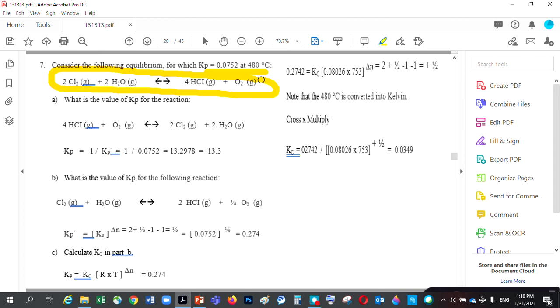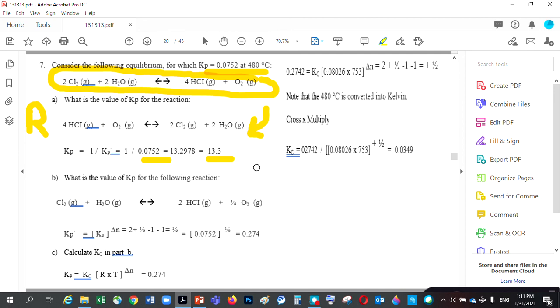Very carefully. What we did here, we reversed. The products are now the reactants, and the reactants are now the products. So we reversed the whole thing. When we reverse the whole thing, what will be my new Kp for this reverse reaction? It turns out to be 1 over Kp prime, 1 over whatever is given to us. This is given, so 1 over this will be 13.3, correct? Just reversing the same reaction.